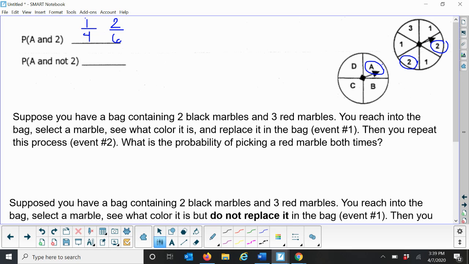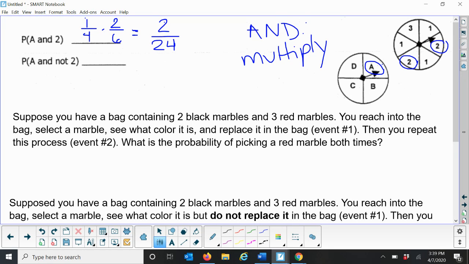And for these compound probabilities, when we see the word "and," we are going to multiply our two probabilities here. And so when we multiply fractions, we multiply straight across. 1 times 2 is 2, and 4 times 6 is 24. And so I have a 2 out of 24 chance of spinning an A and spinning a 2 on these two spinners.